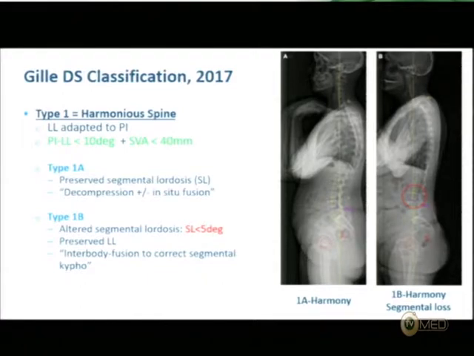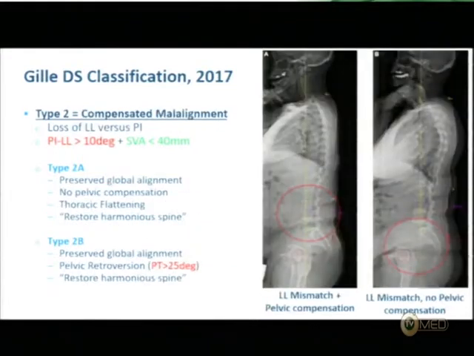Type 1B: again, the global alignment seems to be fine. There is no pelvic retroversion. The overall lordosis is fine, but it's only fine because at one point you have a kyphotic segment, and then just above you compensate. Because you have a kyphotic segment, if you need to operate on the patient, maybe use an interbody fusion.